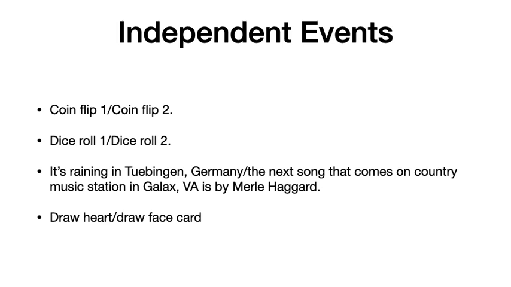A more counterintuitive one: draw a heart, draw a face card. Think about it this way. What are my odds of drawing a face card? Well, there are 12 face cards out of 52. We reduce that down, we do the math, and it basically comes down to 3 out of 13.